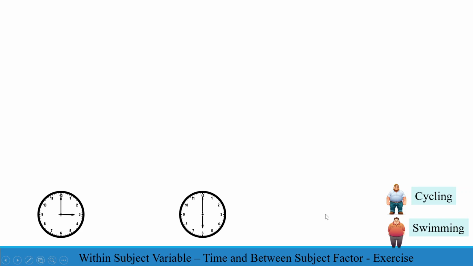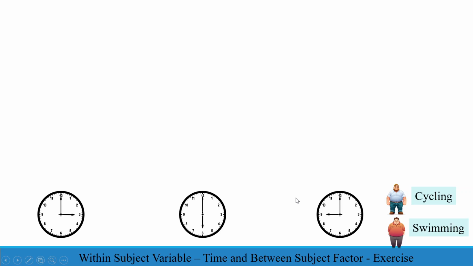In case of two-way repeated measures ANOVA, we consider the within subject factor as time and the between subject factor as exercise. So two exercises are considered, cycling and swimming. We want to see the effect of different exercises according to the time intervals T1, T2 and T3.